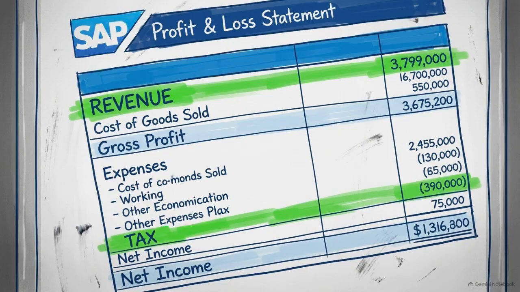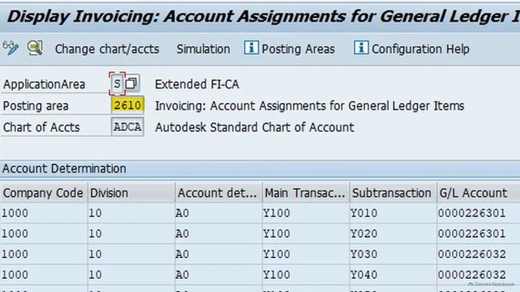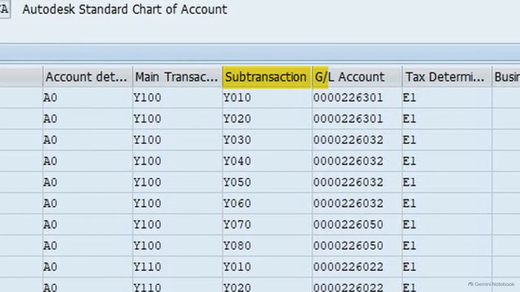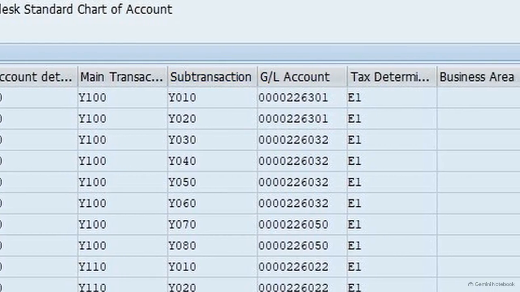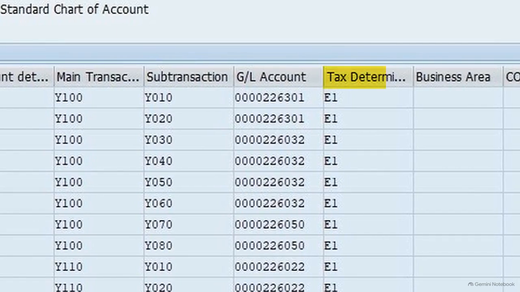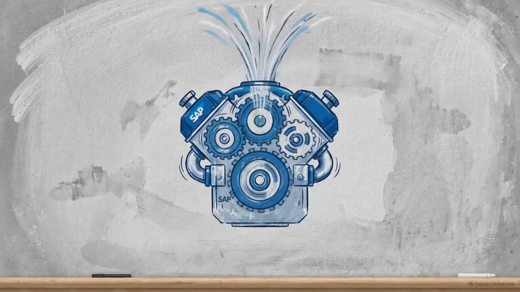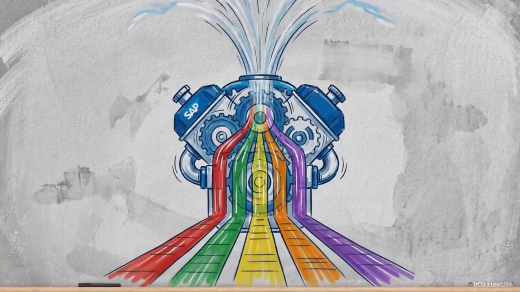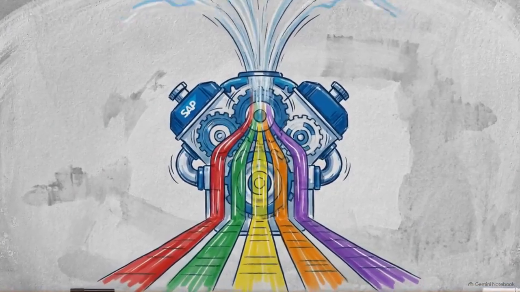Now we shift to the credit side, the revenue and tax items that impact the profit and loss statement. Posting Area 2610 handles general ledger items. Revenue requires high granularity, relying on the sub-transaction column to route items under the same main transaction to different accounts. This tracks installations separately from subscriptions. Lastly, a tax determination column automates the invoice's tax posting. Posting Area 2610 serves as the primary engine for revenue recognition, providing the precision required for statutory financial reporting.